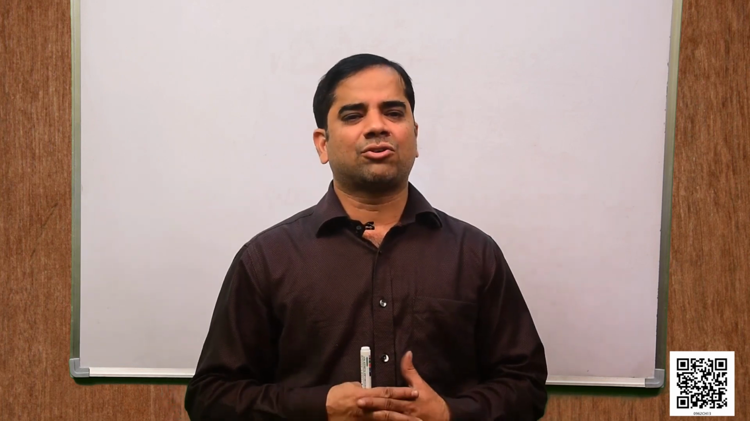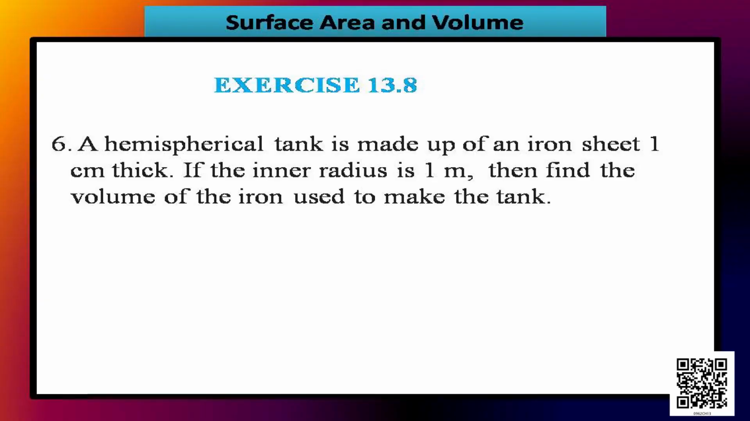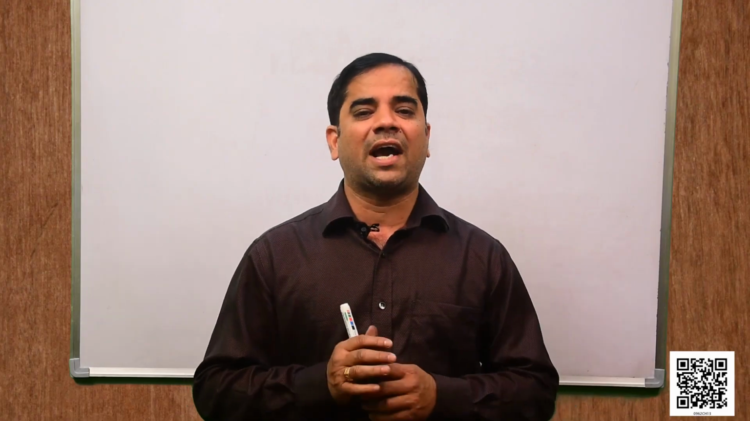Students, let us now solve question number 6. It says a hemispherical tank is made up of an iron sheet 1 centimeter thick. If the inner radius is 1 meter, then find the volume of the iron used to make the tank. Let us discuss the solution. What is given? Thickness of the iron sheet.